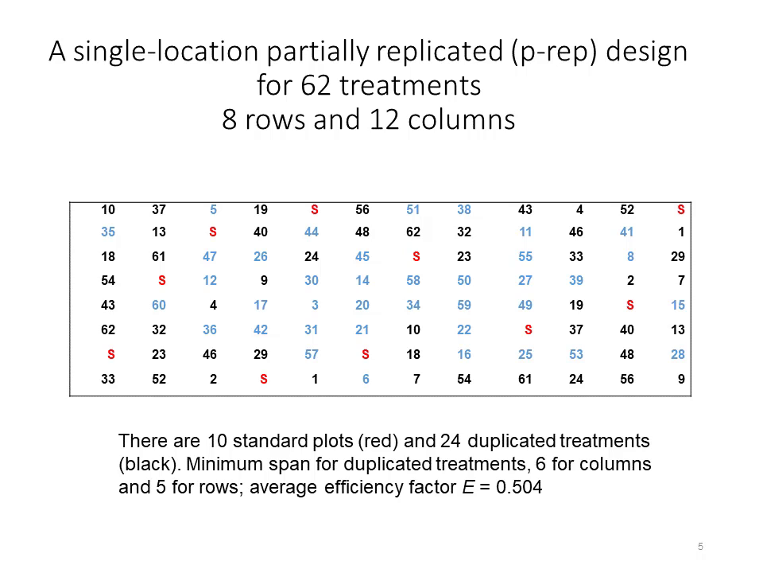As such, these designs can be viewed as a combination of straight PREP designs and what are known as augmented designs. We can also opt for spatial improvement for the duplicated treatments following neighbor balance and evenness of distribution principles. Here, the minimum column and row spans are 6 and 5 respectively.